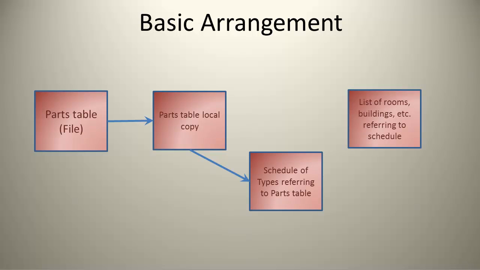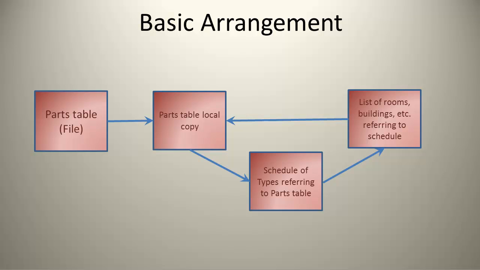We would have, in this case, a list of rooms or buildings, and it would refer to the schedule of types. This is a standard layout for databases, having these types and then instances and then tables that everything refers to. So the list of rooms and buildings, room by room, what fixtures and everything, would refer to that schedule of types. That's where all the information would come from. Then finally, the information from that list would go back and put information back in the local copy of the parts table, and that would be the form of reporting that we would use.